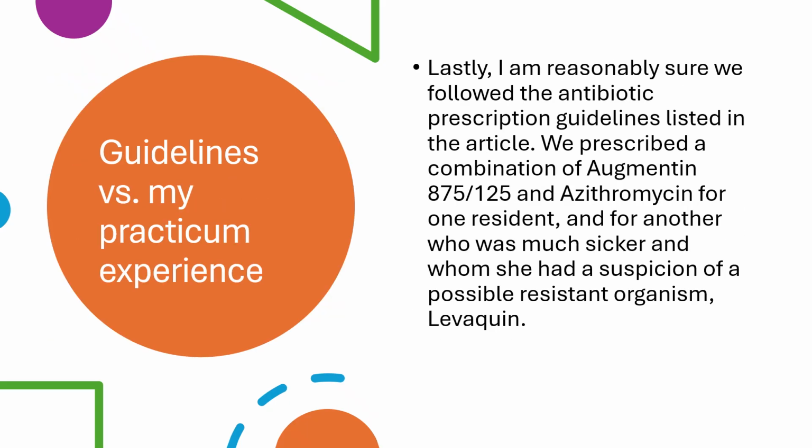And as far as the last question, we followed the antibiotic prescription guidelines listed in the article. They seem pretty cut and dry, and I don't know that they've changed a whole lot in a long time. We had a few patients who had community-acquired pneumonia, and we prescribed a combination of Augmentin and azithromycin for one resident that I remember, and for another, one of our sicker ones, we were sort of on the fence about whether to send her to the hospital.